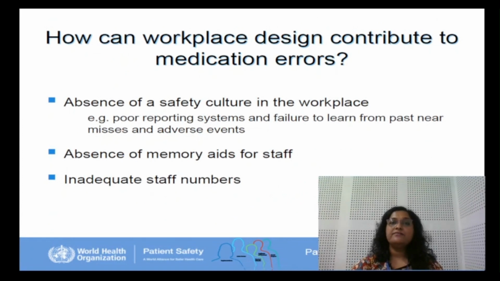The workplace itself can contribute to medication errors by poor designs and lack of standard procedures, absence of organizational safety culture, failure to use the systems approach. Heavy reliance on the person approach makes learning from errors very difficult. And like I already said, absence of memory aids like charts, posters, digital aids, etc., and overburdened staff. When the workforce doesn't match up to the workload, fatigue becomes a very common reason for errors.